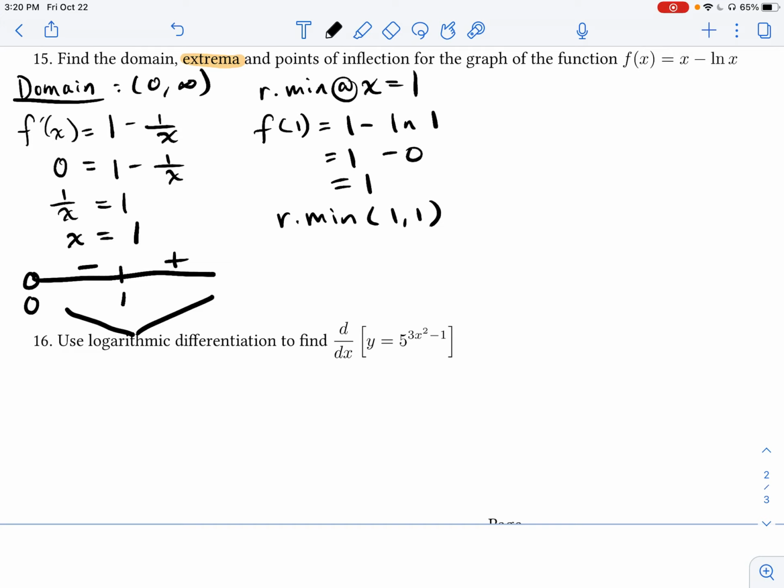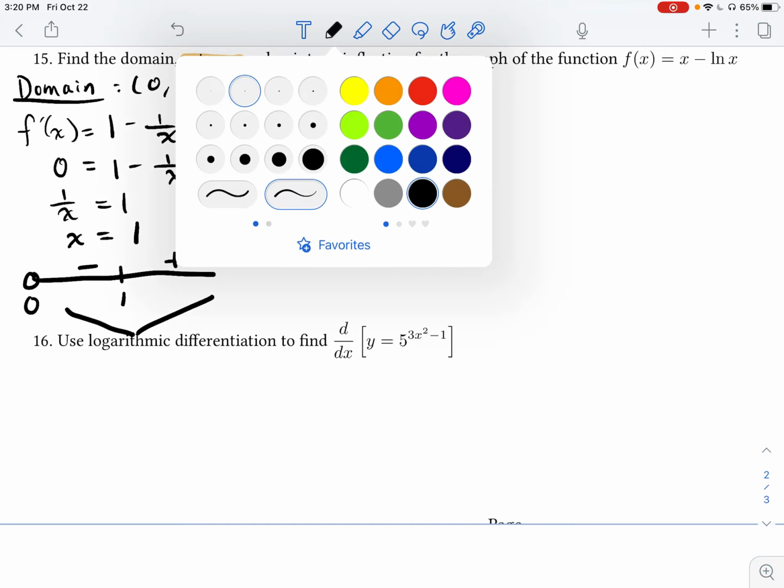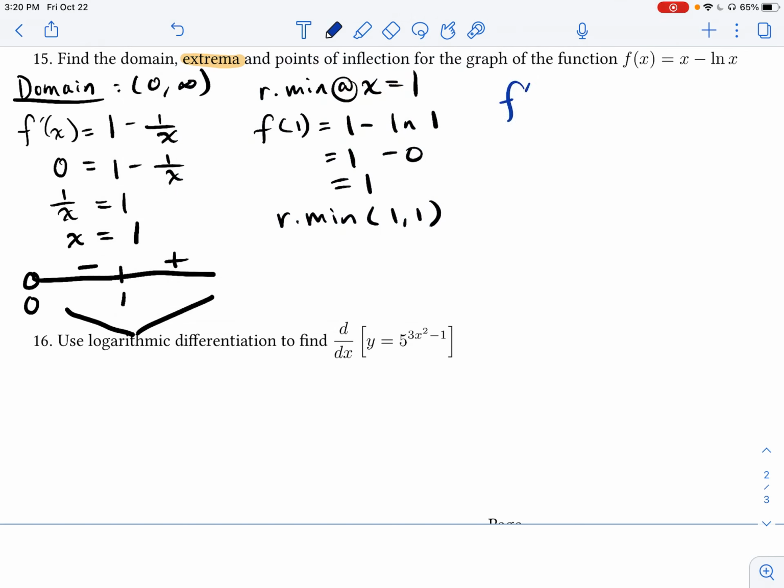Now, what about any points of inflection? Let's look at the second derivative. I'll change my colors for that. f double prime of x. Let's differentiate what we found here. Let's take the derivative of that. The derivative of 1 is just 0. The derivative of negative 1 over x is 1 over x squared. Now let's set my second derivative equal to 0 to find a possible inflection point. If you take a look at this, there is no value of x such that this would ever be equal to 0. So there are no inflection points.